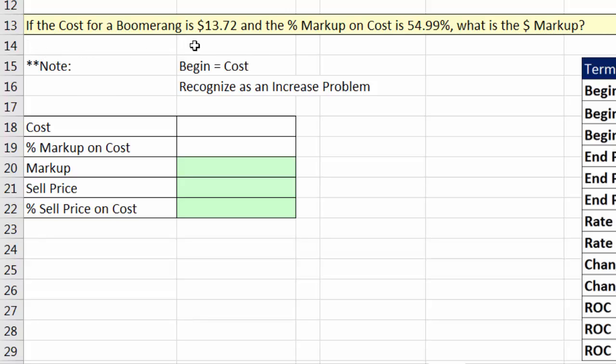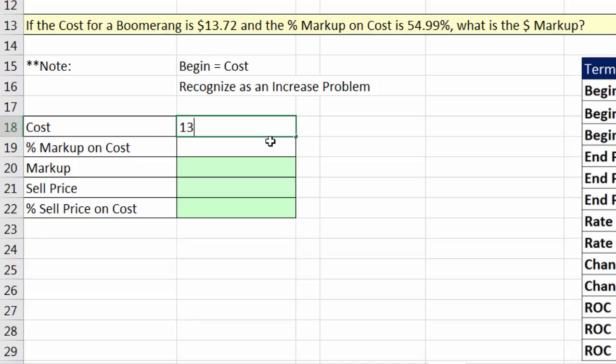If the cost for a boomerang is $13.72 and the percentage markup on cost is 54.99%, what is the dollar markup? Now, the key, of course, is there's the word cost. So that's our denominator. For us, it'll be our begin amount. We're going to recognize this as an increase problem because we have a cost. We're going to go up some amount as markup to get to our sell price. The problem doesn't ask us for sell price. It's asking us for dollar markup. No problem. We can still calculate our sell price.